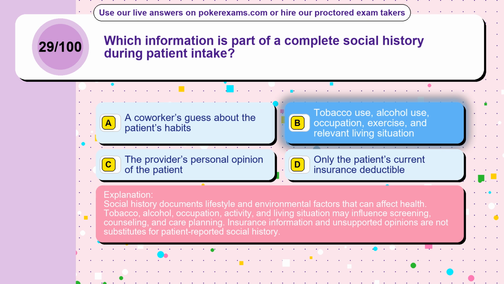Social history documents lifestyle and environmental factors that can affect health. Tobacco, alcohol, occupation, activity, and living situation may influence screening, counseling, and care planning. Insurance information and unsupported opinions are not substitutes for patient-reported social history.